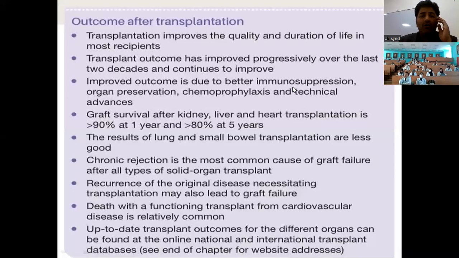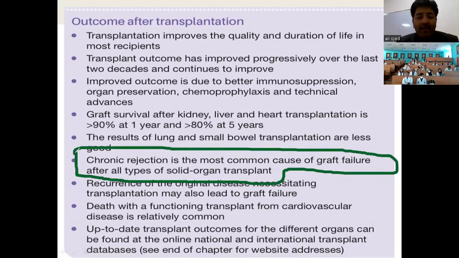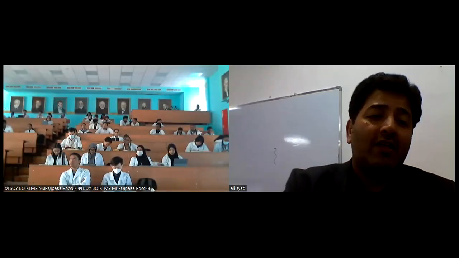The last one is the outcome of transplantation. Transplantation improves the quality and duration of life. Transplantation outcome has improved over the last 2 decades. Graft survival after kidney, liver, and heart transplantation is more than 90% at 1 year and more than 80% at 5 years. Results of lung and small bowel transplantation are less good. See here, chronic rejection is the most common cause of graft failure. So these are the important points relating to transplantation.